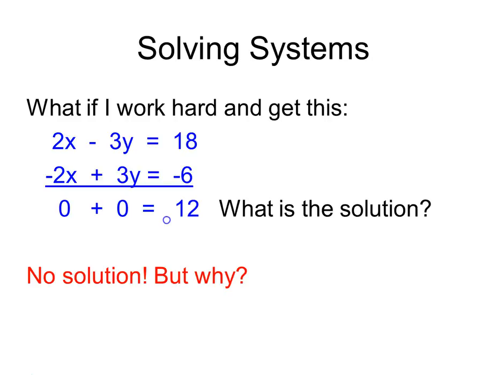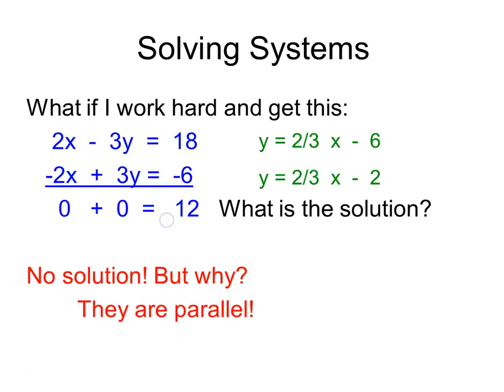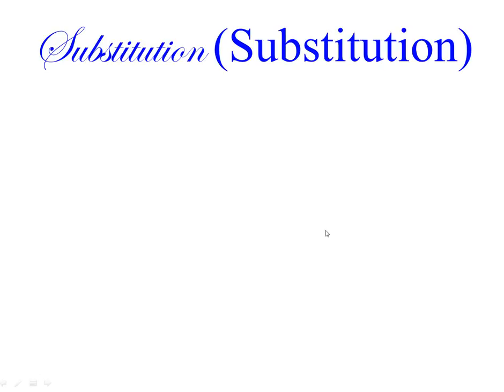Let's do that thing where we change it to y equals mx plus b again. If we worked really hard and we changed these to y equals mx plus b, look what happened. They have the same slope, but they have different intercepts. What does that mean? They're parallel. They're parallel because they have the same slant. So there's no solution. So you need to understand why there's no solution.